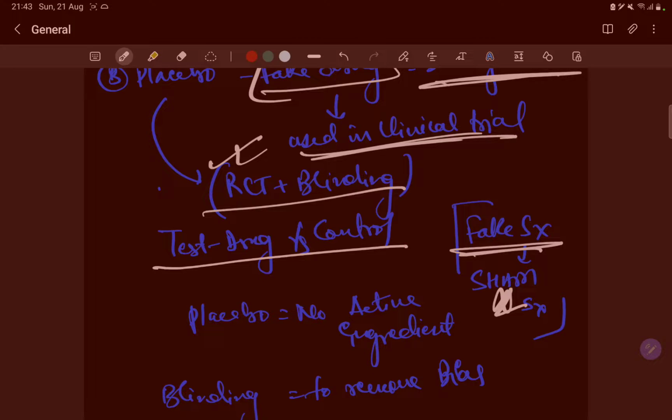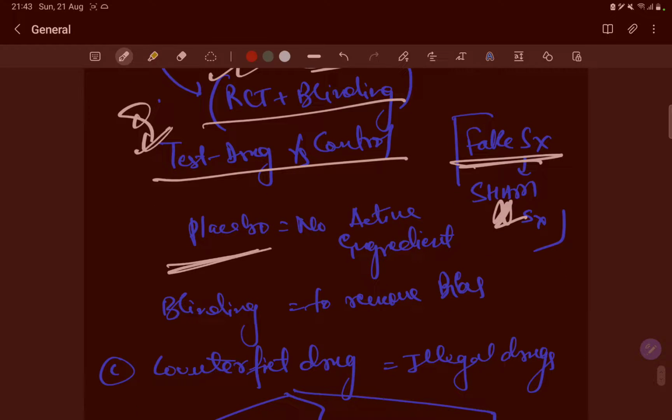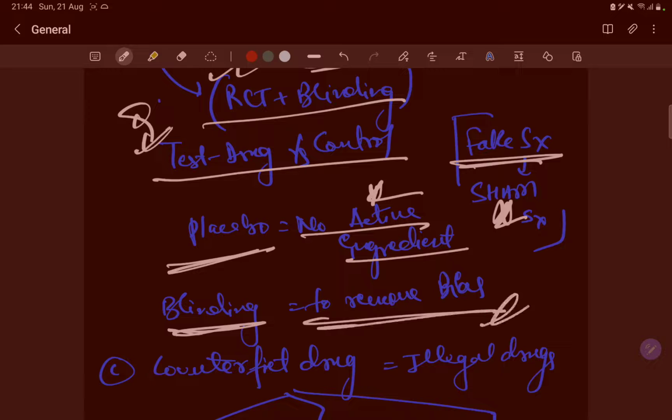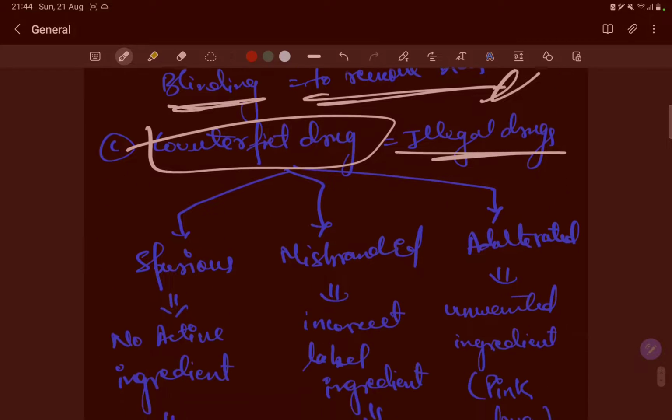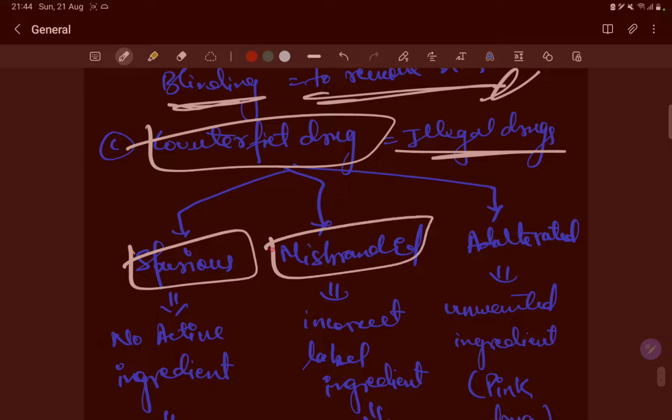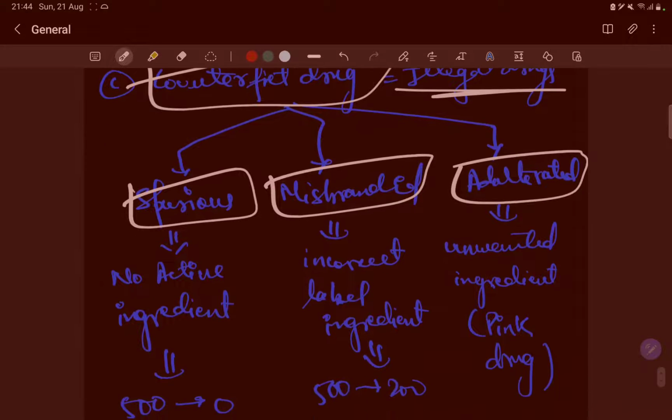Now test drug versus control, if you will see now in the randomized control trial. The placebo has no active ingredient. Blinding is to remove the bias. Now counterfeit drugs are the illegal drugs. It may be spurious, misbranded or adulterated. Spurious drug has no active ingredient.